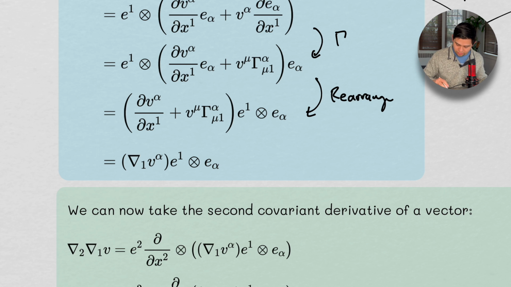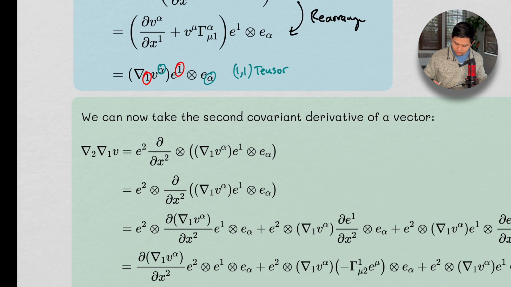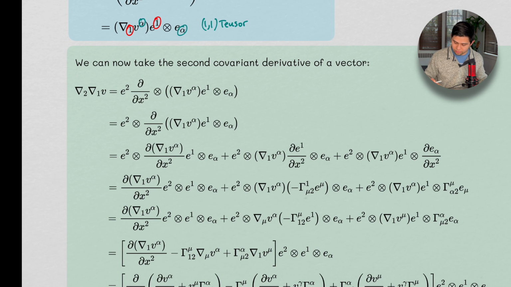And so we have 1 summing over 1 and alpha summing over alpha. So this is a 1-1 tensor. All right. So we can now take the second covariant derivative of a vector.